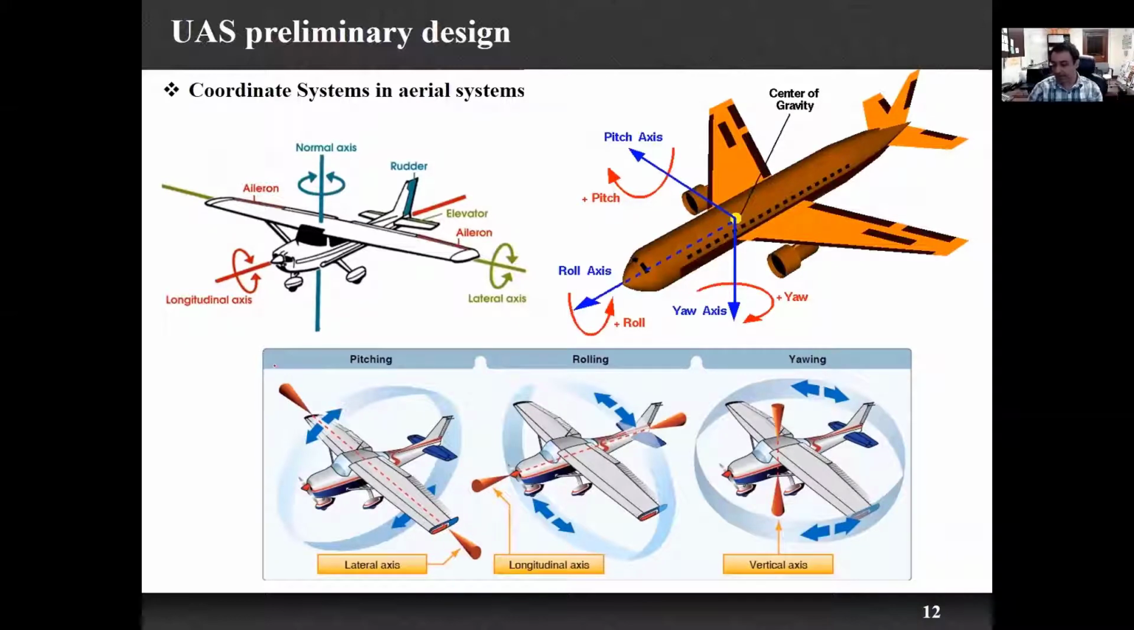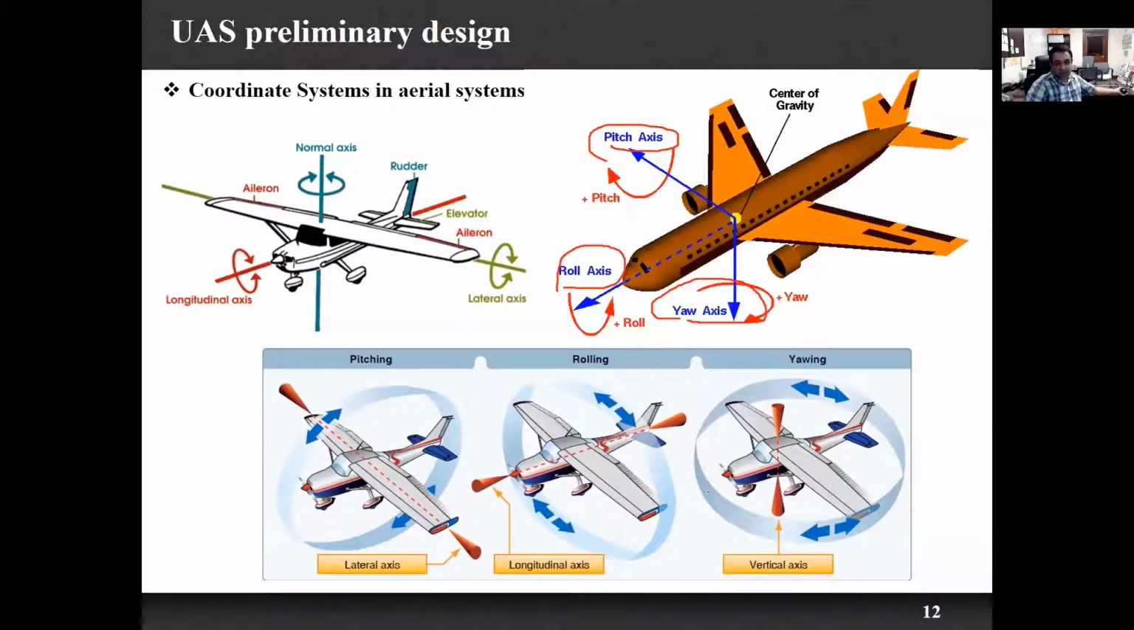We also have the coordinate systems in the aerial system. We discussed three main coordinates: pitch, roll, and yaw. If the airplane moves around this, it is called the pitch axis. If we move around this, it's called the roll axis. And this is going to be the yaw axis. Here, this is a normal axis. This is our aileron. These are other components of the airplane that we discussed: rudder, elevator. So we have the longitudinal axis, the lateral axis, and the vertical axis.